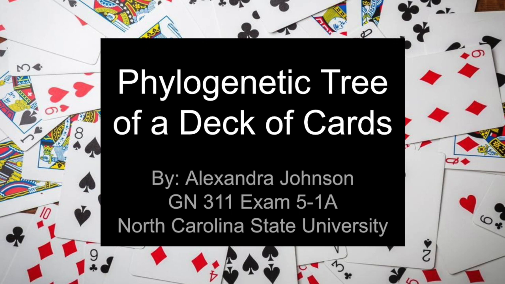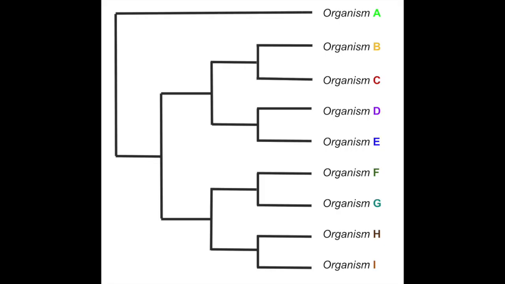In this video, we will be constructing a phylogenetic tree of a deck of cards. Let's start with what a phylogenetic tree is. A phylogenetic tree is basically a map that shows the genetic relationship/similarity between different organisms, where organisms that are closer together on the map and share a more recent common ancestor are more closely related.